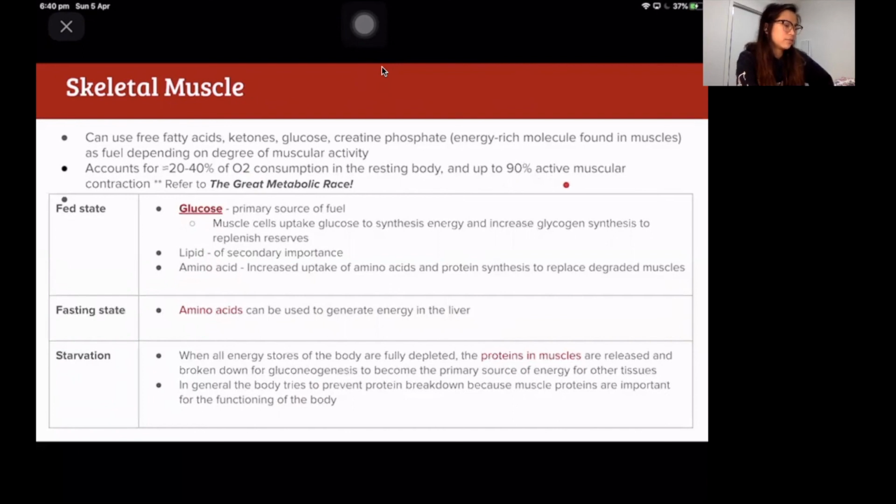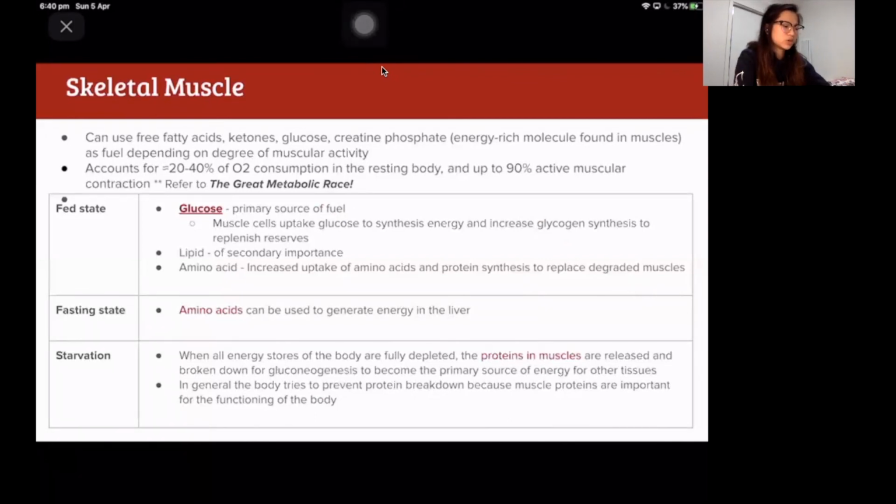So in the fed state, glucose is the primary source of fuel. So muscle cells would take all this glucose to either use for energy or to synthesize glycogen to store in the body for later use. Lipids are of secondary importance. And also in the fed state, amino acids are taken into muscles to build more muscle, basically. So for protein synthesis to replace degraded muscle. In the fasting state, this amino acid can be used to generate energy in the liver through gluconeogenesis.